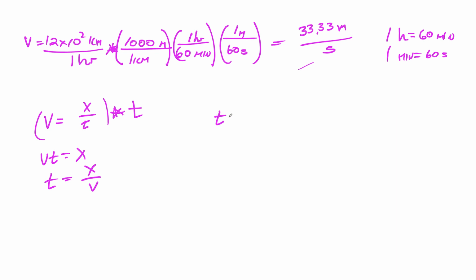So t is equal to my distance, which was over here, 16,000 meters. I'm going to divide that by my velocity, which is 33.33 meters per second. If I divide 16,000 by 33.33, I'm going to get a time of 480 seconds.